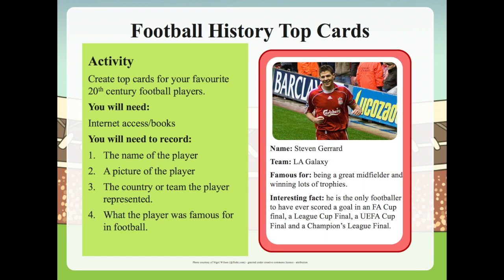So you're going to need the name of the player, a picture of the player. So if you haven't got access to a printer, you could just draw this out. So a little bit of artwork. The country or team the player represented, and what the player was famous for in football, okay? So, for example, if we look at Steven Gerrard, he plays for LA Galaxy. He's famous for being a great midfielder and winning lots of trophies. And then there's an interesting fact included there as well.